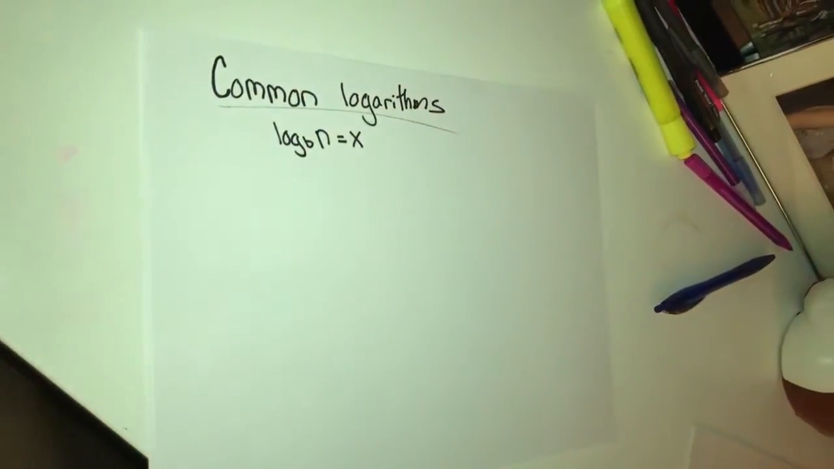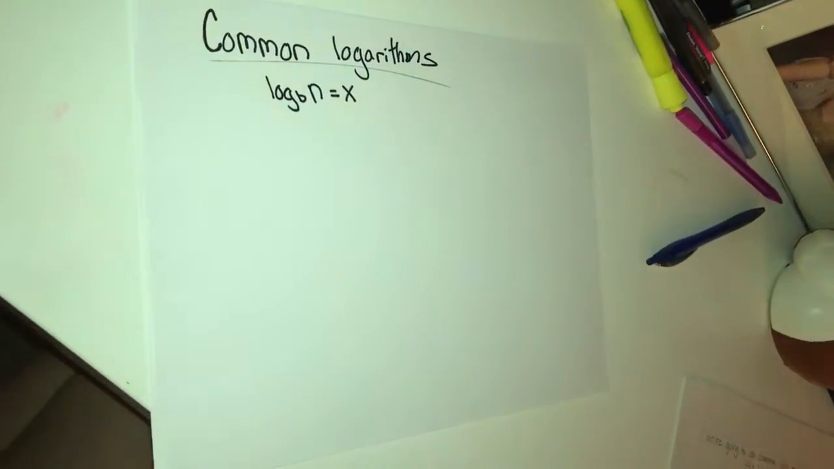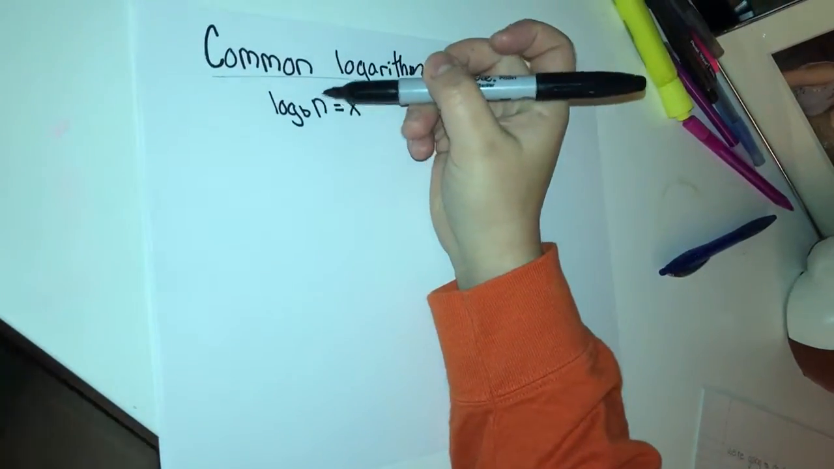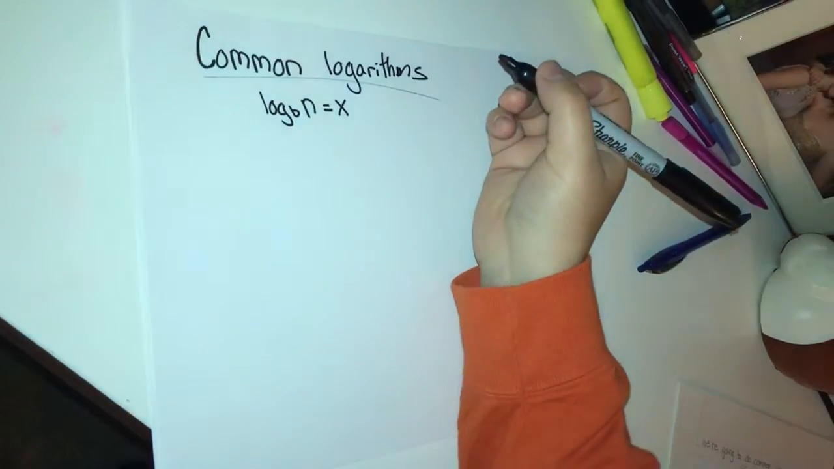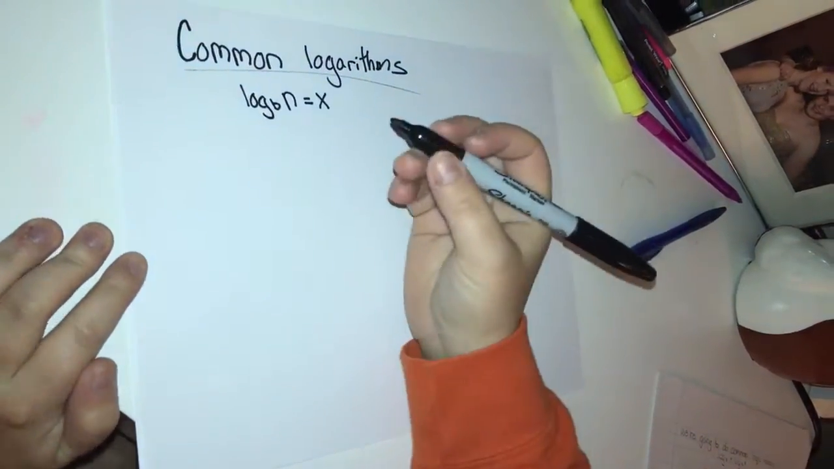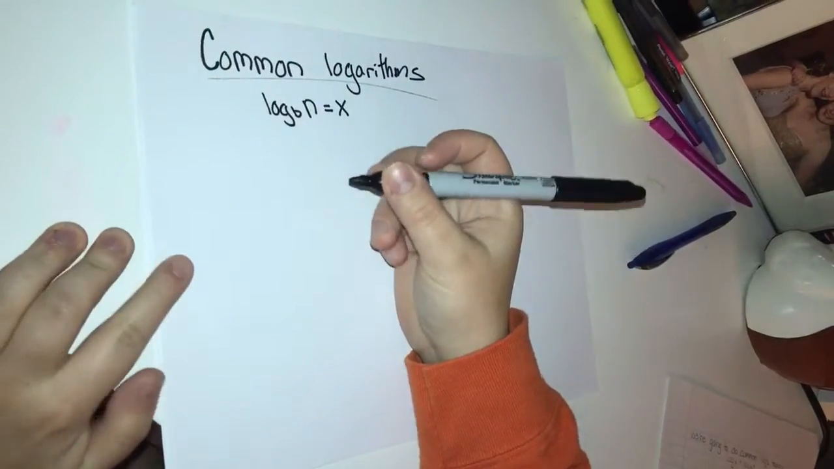Today we're going to do common logarithms, and the equation for common logarithms is log base b of n equals x. So it sounds complicated, but it's really not once you get into it.